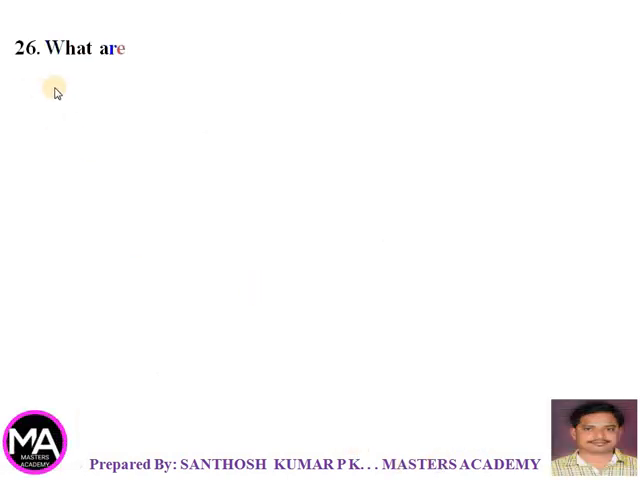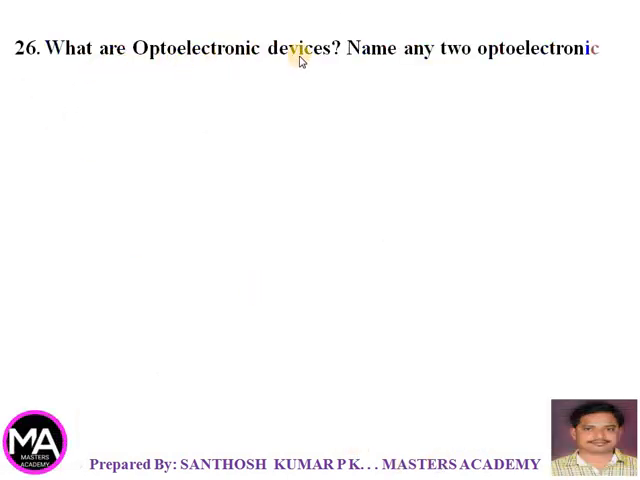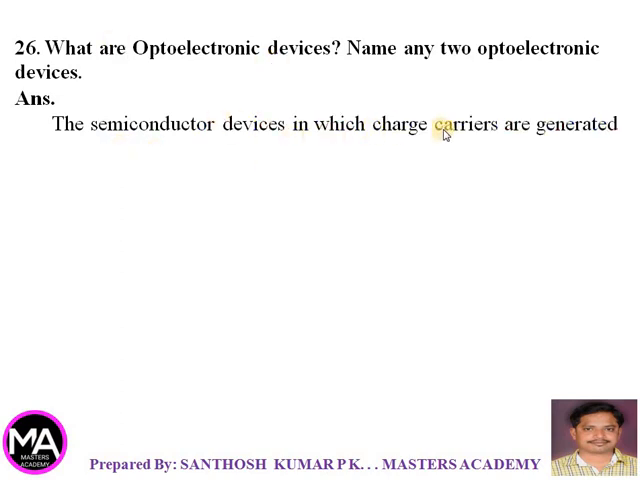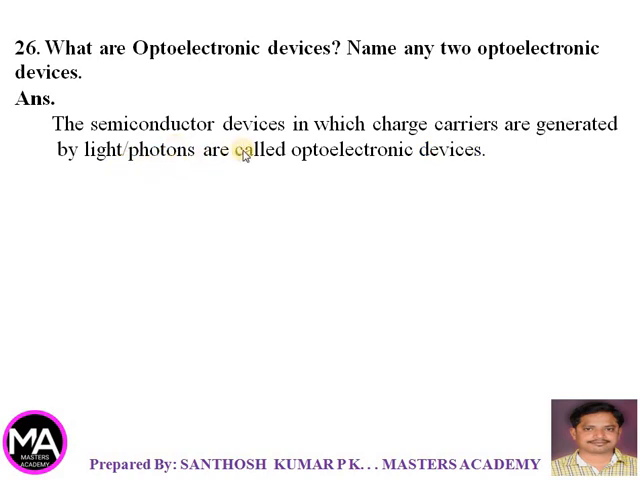Next question. What are optoelectronic devices? Name any two optoelectronic devices. Answer. The semiconductor devices in which charge carriers are generated by light or photons are called optoelectronic devices. The name itself indicates optoelectronic, that is, opto means light, electronic means the charge developed. So, charge carriers are generated by using light or photons.